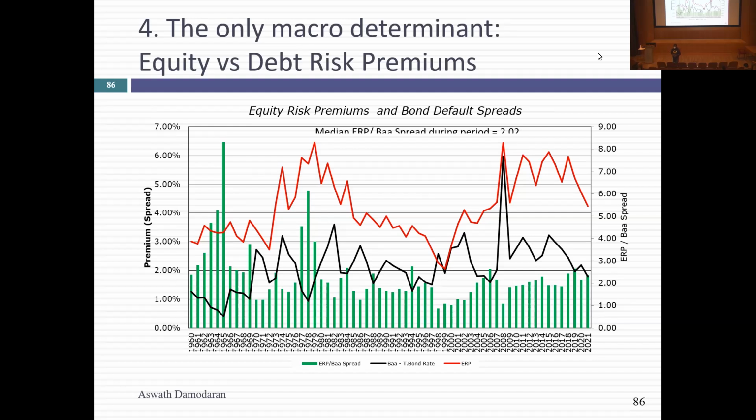Those are set by the market, and those numbers move through time. Most of the time, they move together. When one goes up, the other goes up, because people freak out in one market, they're freaking out in the other. But there have been periods where they moved in opposite directions. The 1990s, for instance, the equity risk premium kept coming down. The default spreads didn't even just stay stable, it actually went up a little bit.